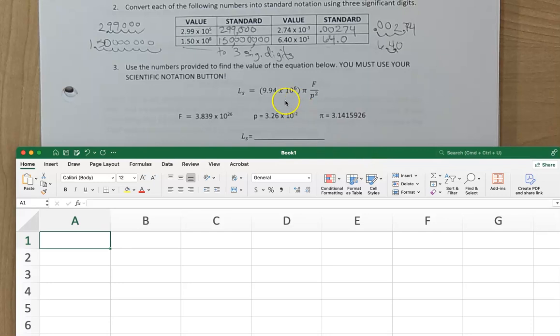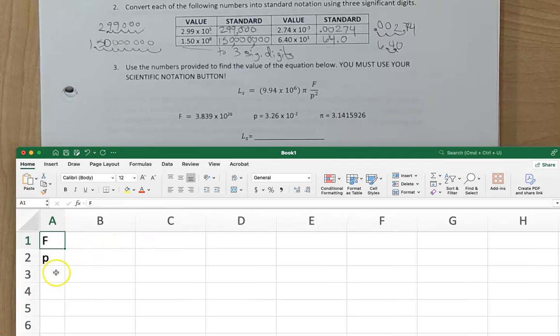Here in question 3, we're calculating L in terms of F and P. So basically, you have to measure F, you have to measure P, plug them both in, and that'll calculate the value of L. So how can we do that in a spreadsheet? Let's put F in here, and P here. I'm going to label my spreadsheet, and then it'll calculate LS here.